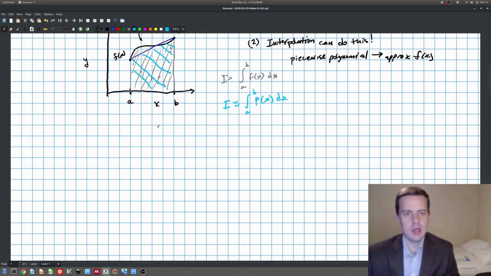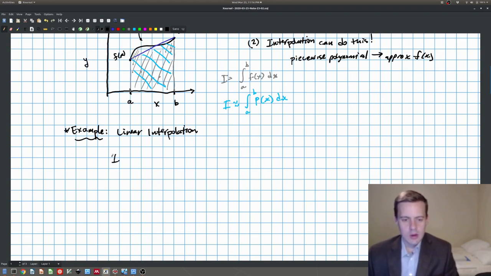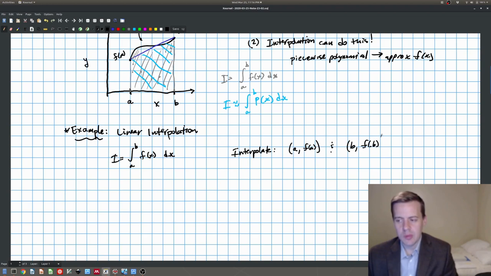Let's work out an example of how to do this with linear interpolation. So example, linear interpolation. All right, so this thing we're getting sick of writing now, the integral from a to b of f of x dx. And I need somehow to interpolate between the point A and f of A and the other point B, f of B. And I'm going to pick a linear interpolation scheme.